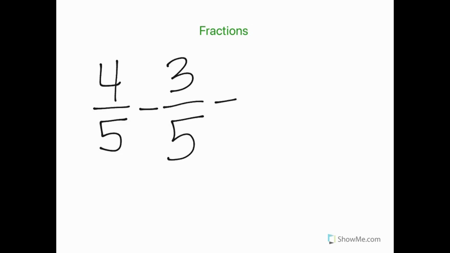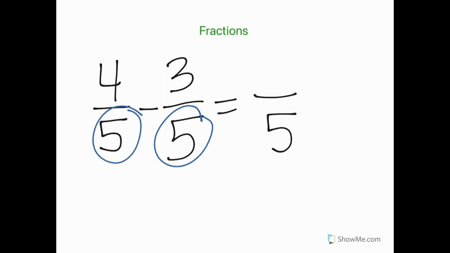Now, let's do a subtraction problem with the same denominator. What if we had 4 over 5 minus 3 over 5? Once again, the denominator stays the same. They can stay the same over here as well. 4 minus 3 equals 1 over 5.